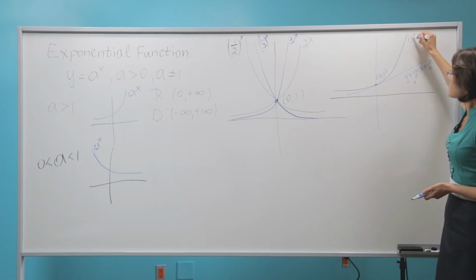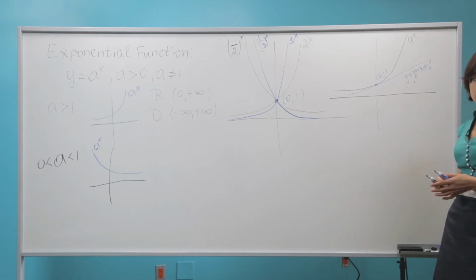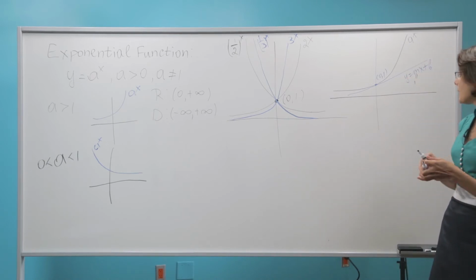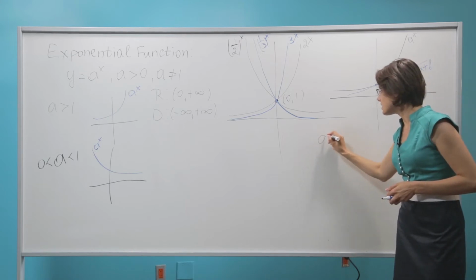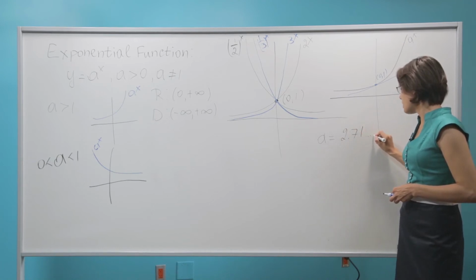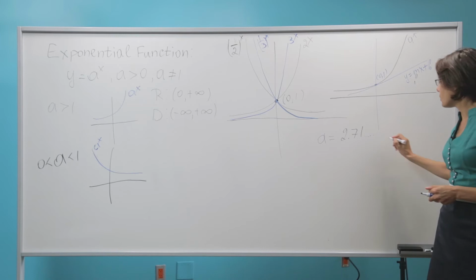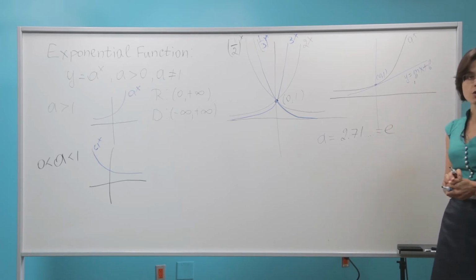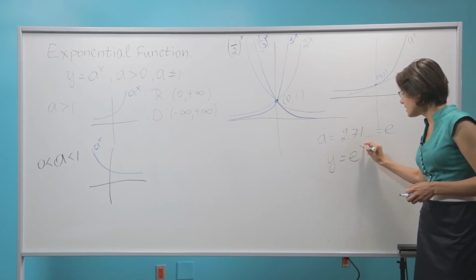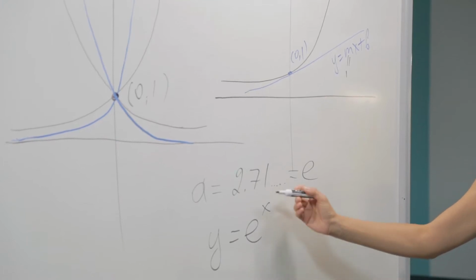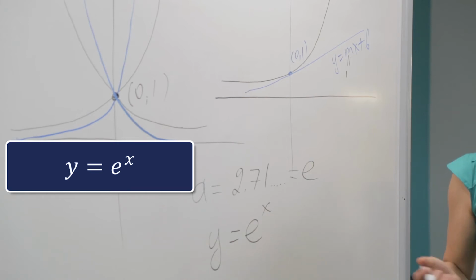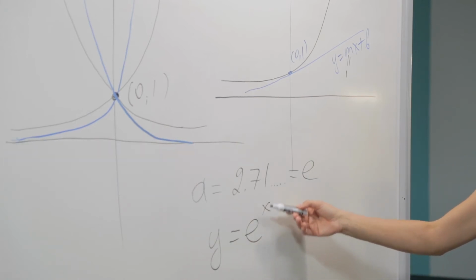Well, apparently, this base can be found, and it took probably 100 years to figure out what this base would be. Mathematicians found that this base a should be equal to approximately 2.71. And this number is called the number e. So in other words, we would be working with the function y equals e to the power of x, where e is just a short notation for the approximate number 2.71. It's like the number pi, a short notation for 3.14; the same notation we have for the number e, 2.71.